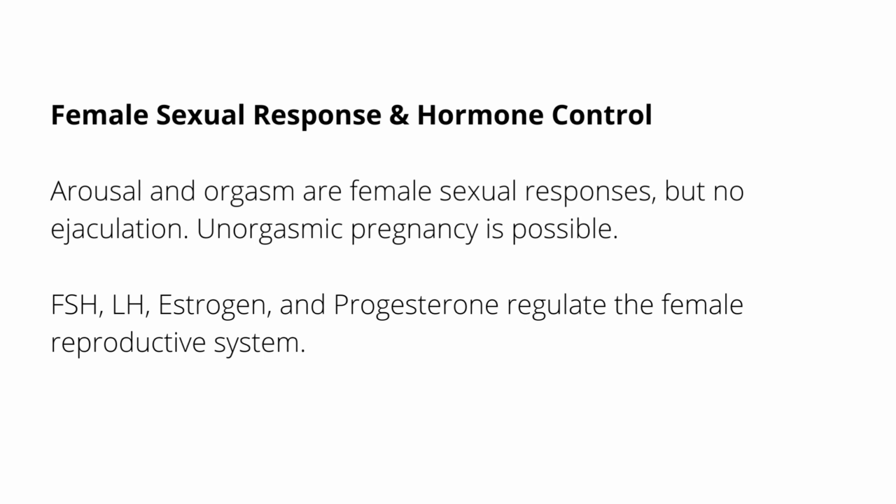All right, for female sexual response and hormone control, the female sexual response includes arousal and orgasm, but there is no ejaculation. A woman may become pregnant without having an orgasm. FSH, or the follicle stimulating hormone, the LH, or the luteinizing hormone, estrogen, and progesterone have major roles in regulating the functions of the female reproductive system.